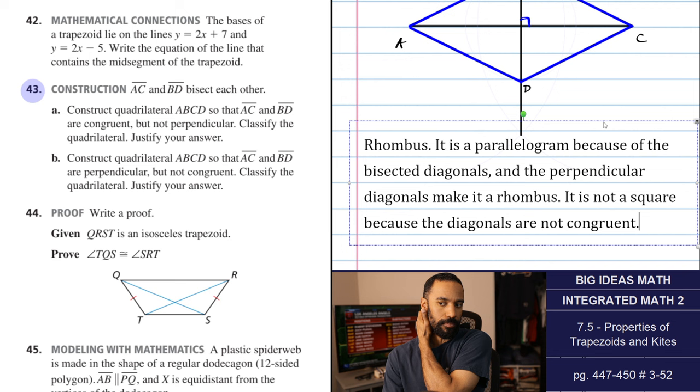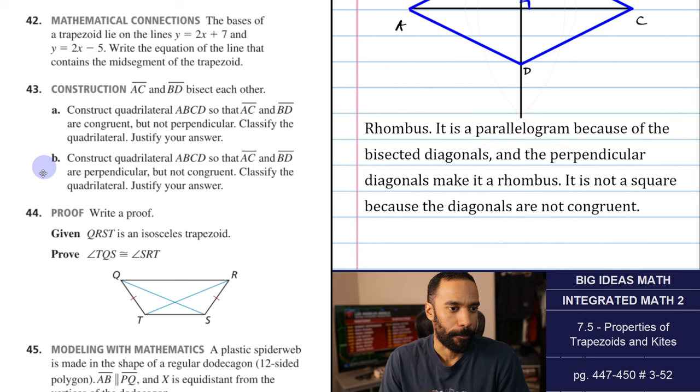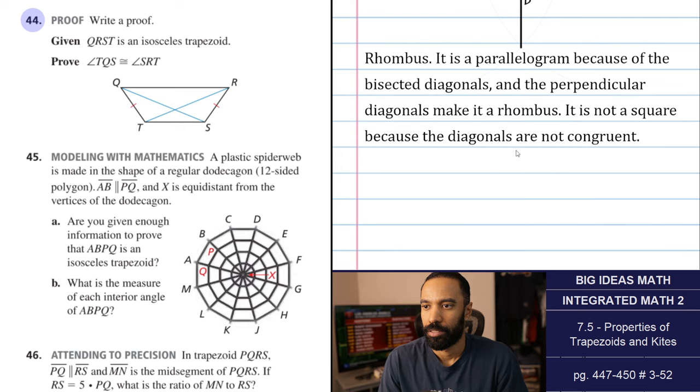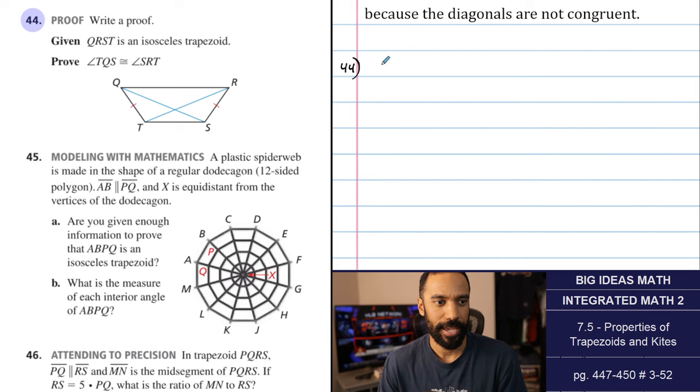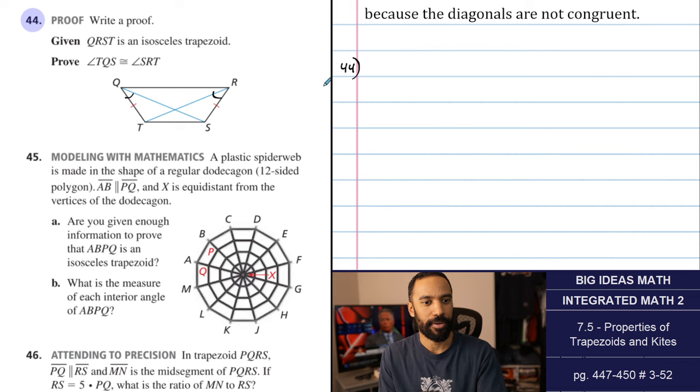Okay, and so that is number 43. Number 44, write a proof. Hopefully the last, no guarantees, but let's check it out. As long as you learn, right? QRST is an isosceles trapezoid. Prove the angle TQS is congruent to SRT. I'm probably going for congruent triangles and CPCTC here.